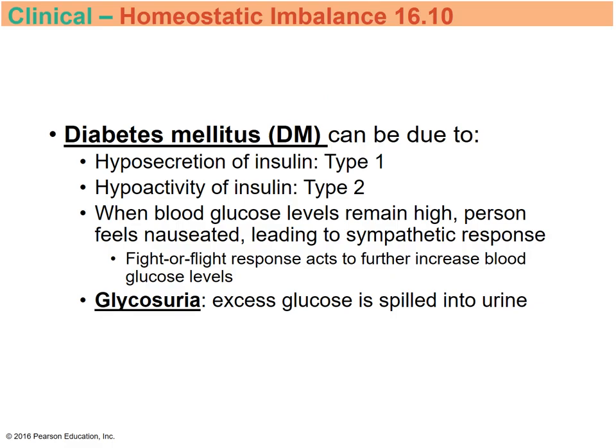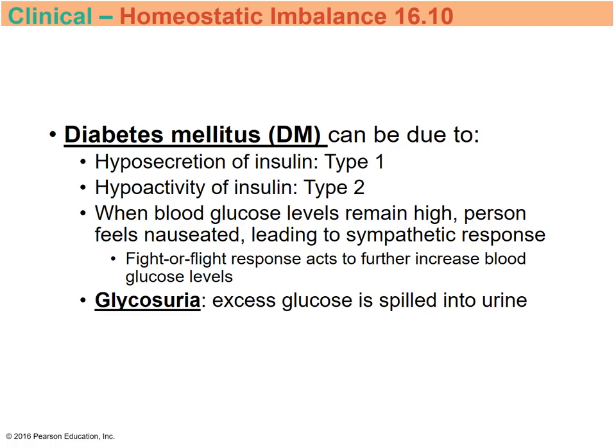Diabetes mellitus. You'll notice there's 2 different types of diabetes. We previously talked about diabetes insipidus, which has to do with the antidiuretic hormone and basically kidney malfunction, and you become dehydrated. Diabetes mellitus has to do with sugar levels. There's different types. There's type 1 and type 2. This is what most people think of if you just say the word diabetes. Type 1 is hyposecretion of insulin. Type 2 is hypoactivity of insulin.